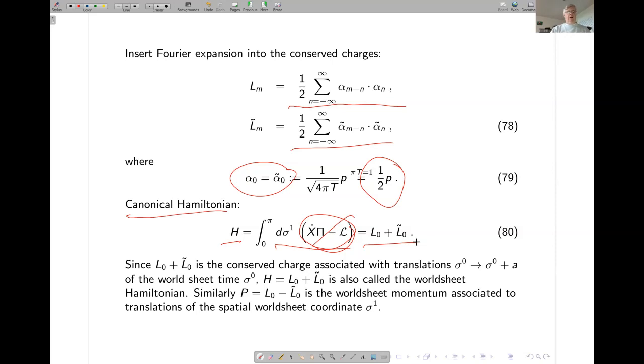And that's why we call L0 plus L0 tilde the worldsheet Hamiltonian. And it is the conserved charge associated with translations of the worldsheet time sigma 0. The other combination, L0 minus L0 tilde, is the conserved charge for translations in the spatial worldsheet coordinate sigma 1, and therefore we will call it the worldsheet momentum.